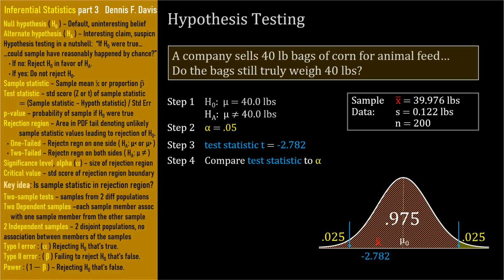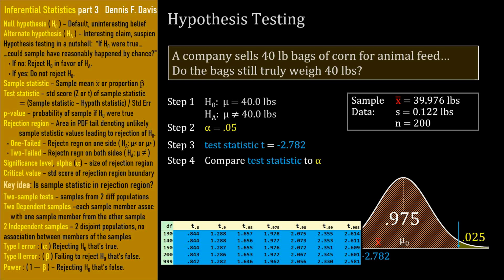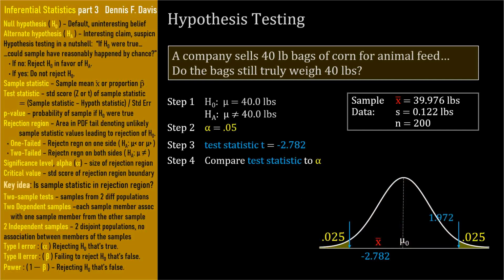But when we go to a t-table, we're not likely to find a row for 199 degrees of freedom. When the degrees of freedom get this high, t-values in each probability column change very little, so we're safe to use the 200 row. 200 degrees of freedom with a probability of 0.975 yields a critical value of 1.972. So the critical value on the right side is positive 1.972, and on the left side it's negative 1.972.